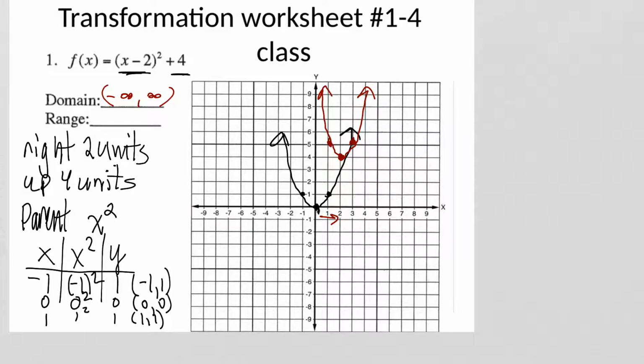My range, though, is going to be kind of picky. It can't go below this 4 here, right? So my range is going to have a bracket 4, and it's going to go all the way up to positive infinity for all those positive numbers above.